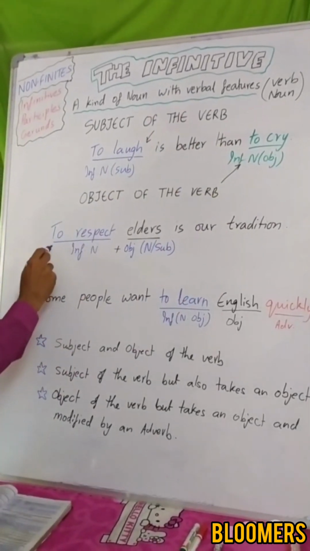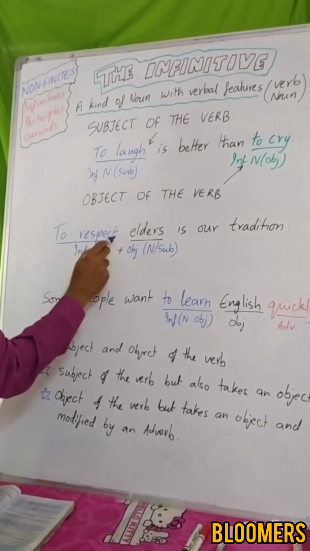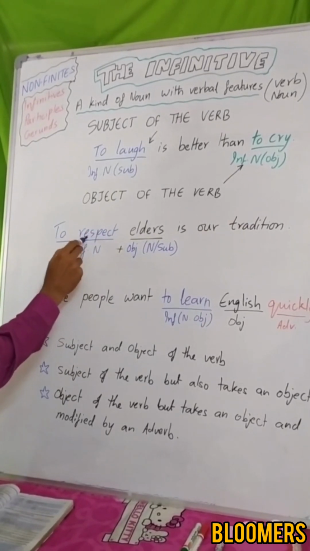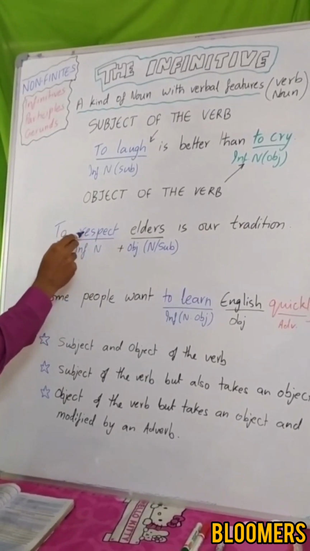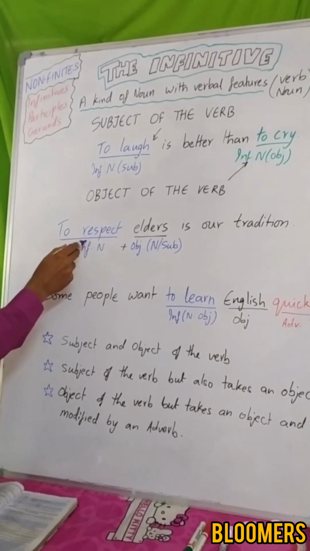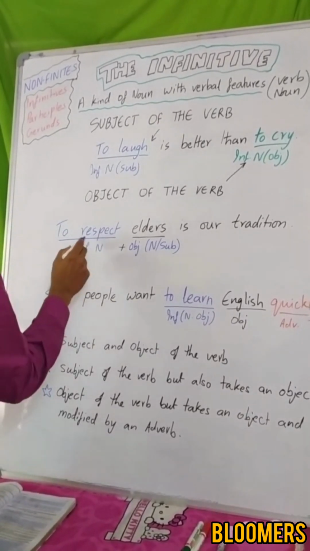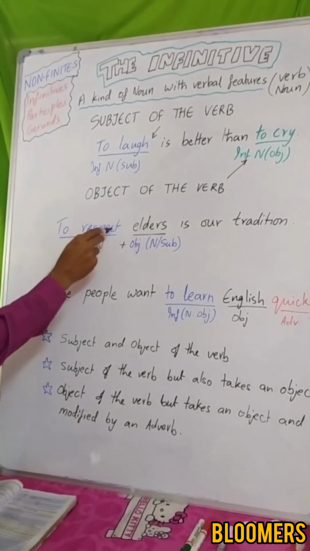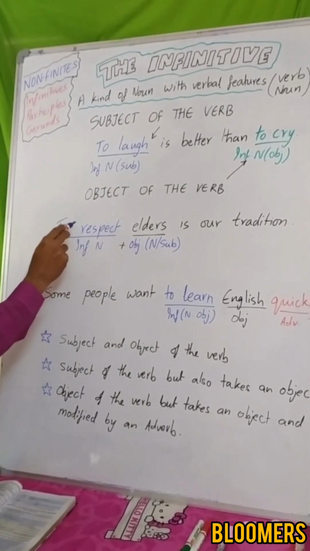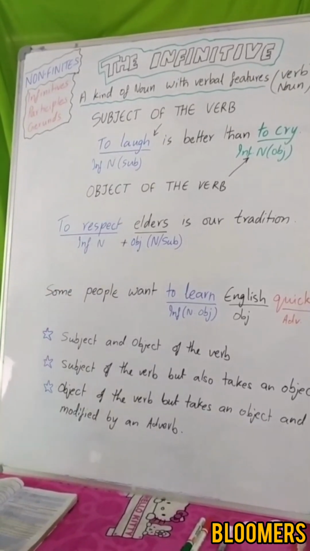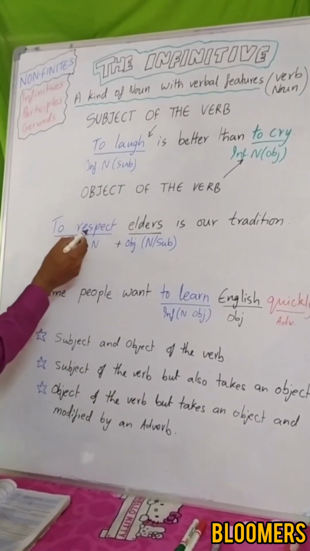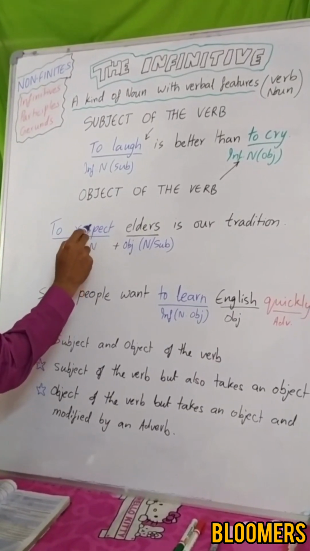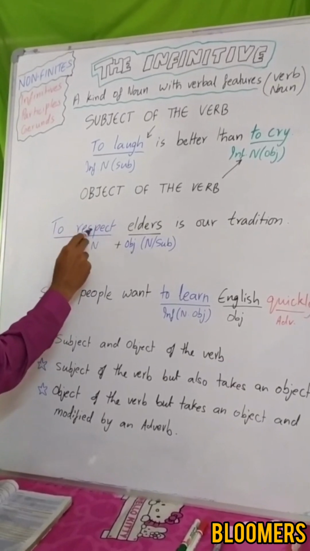Now the second one: To respect elders is our tradition. Here again, this to respect is a verb which I have made into a subject. As it has become a subject, only a noun or pronoun can become a subject. So here respect is free from tense, free from person and free from number. We cannot say first person, second person or third person, or singular or plural. We cannot say whether it is present, past or future tense. Here to respect is nothing but a noun, but as it is also part of a verb, it takes an object, elders.